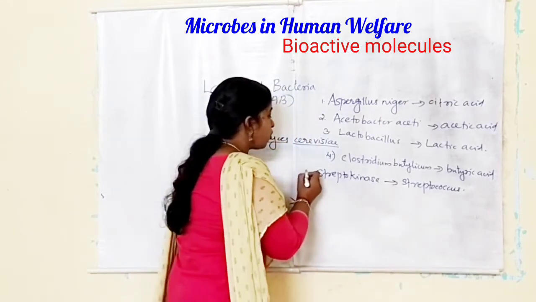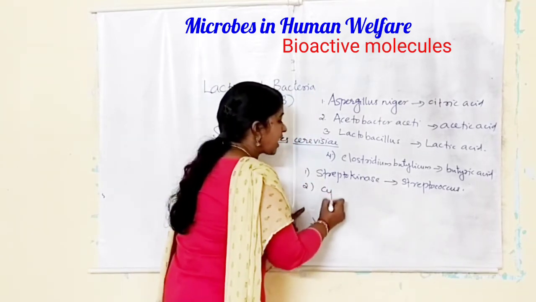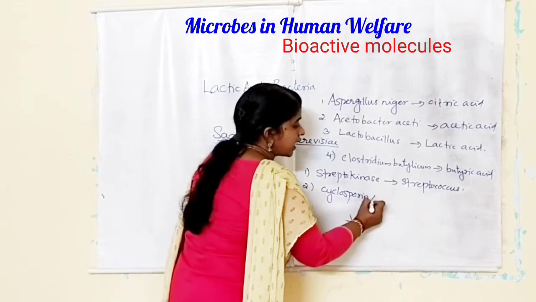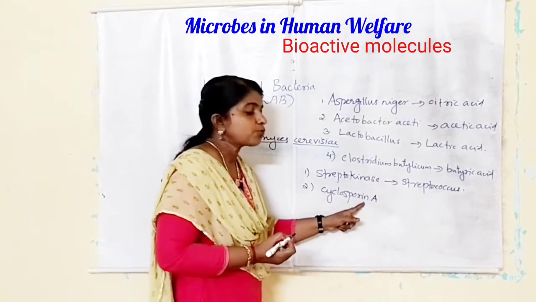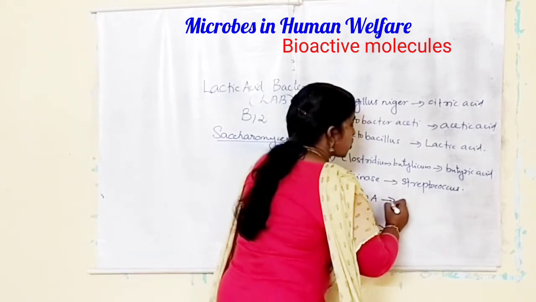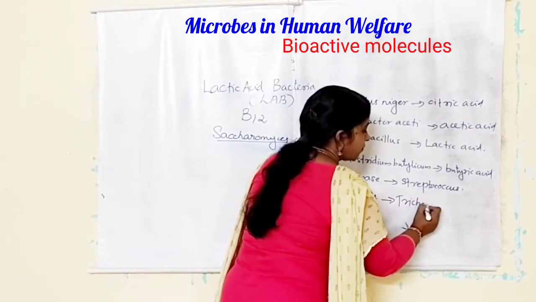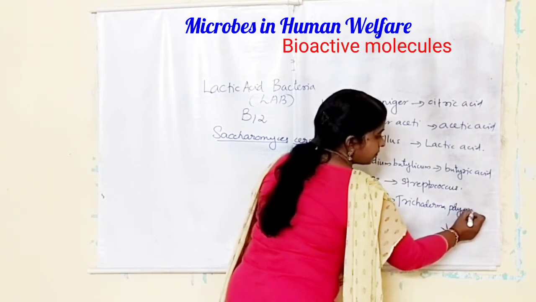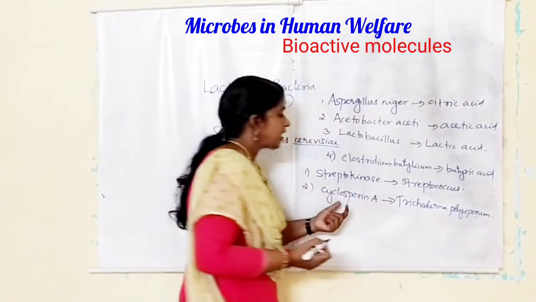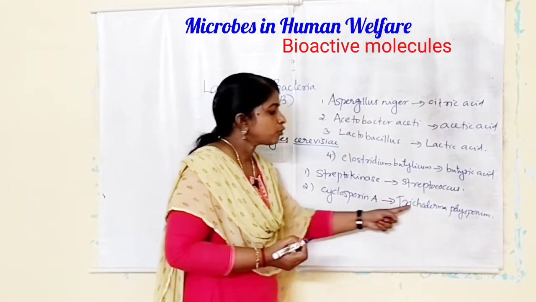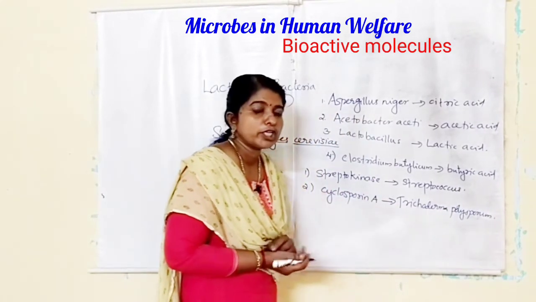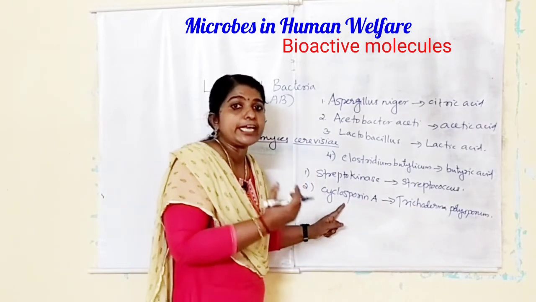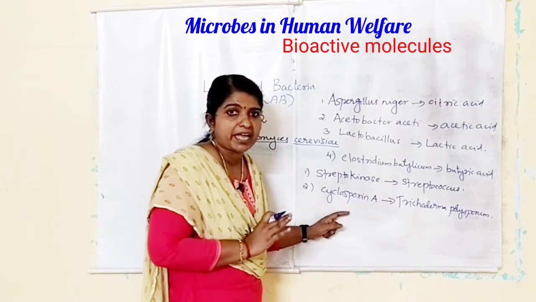Another bioactive molecule is known as cyclosporin A. Cyclosporin A is formed from Trichoderma polysporum. Okay, the cyclosporin A produced from Trichoderma polysporum is used as an immunosuppressive agent in organ transplantation.